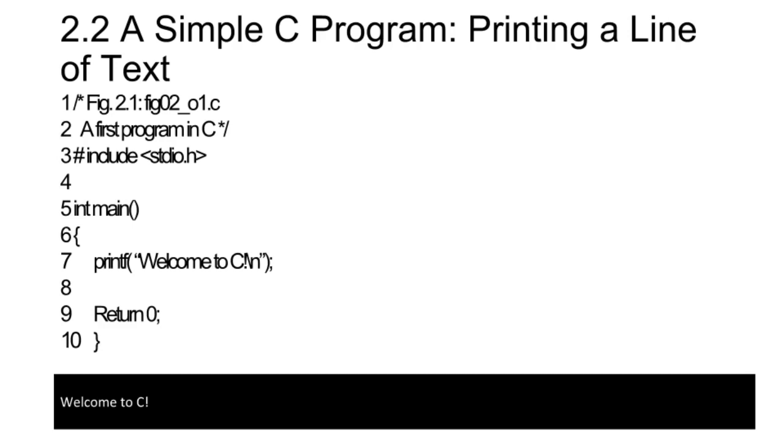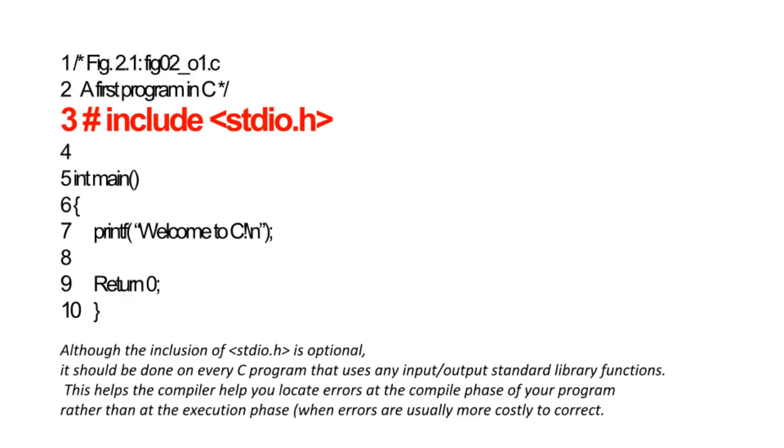Line 3, #include <stdio.h>, is a directive to the C preprocessor. Lines beginning with # are processed by the preprocessor before the program is compiled. This specific line tells the preprocessor to include the contents of the standard input-output header file stdio.h in the program. This header file contains information and declarations used by the compiler when compiling standard input-output library functions such as printf.